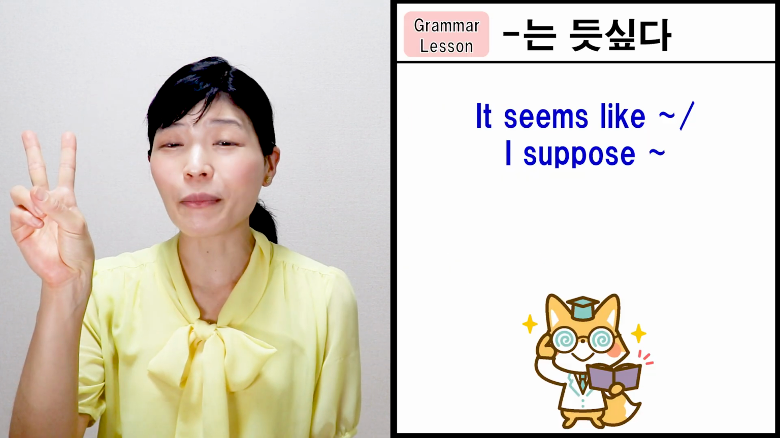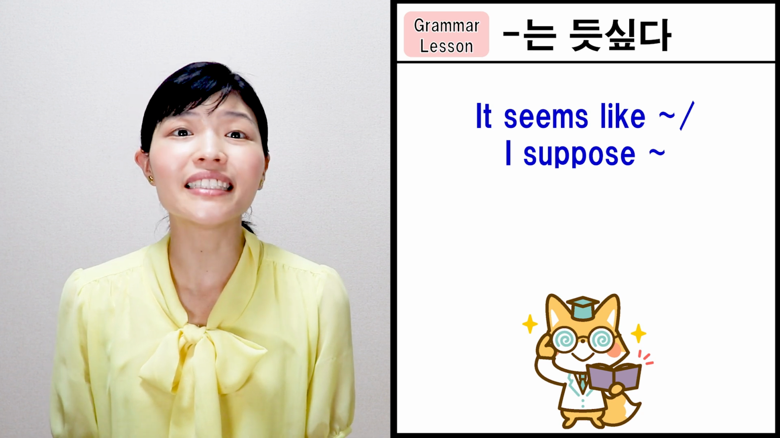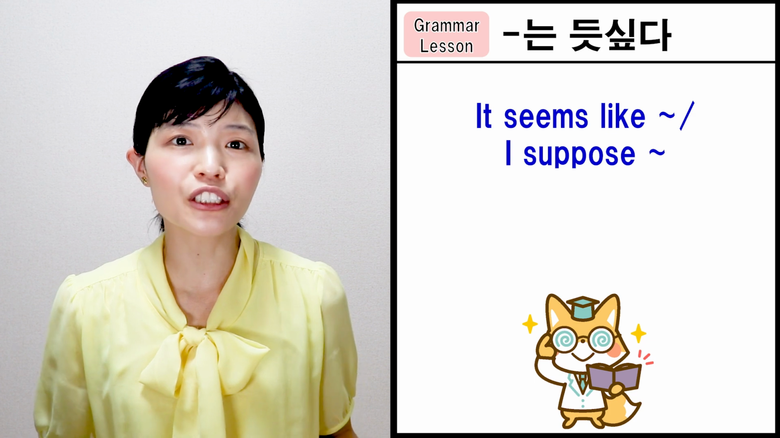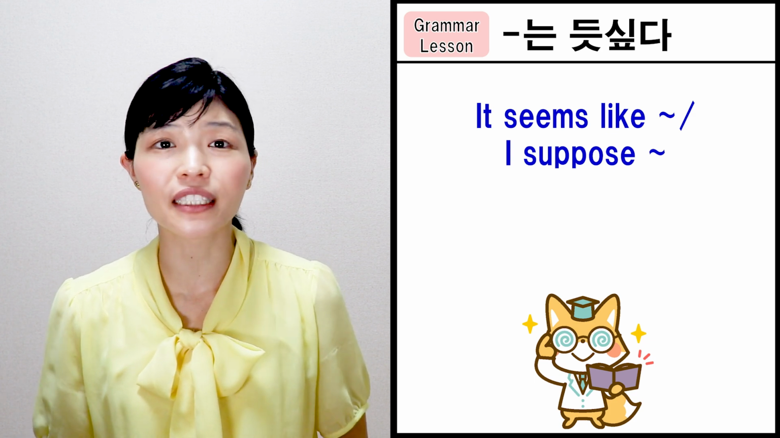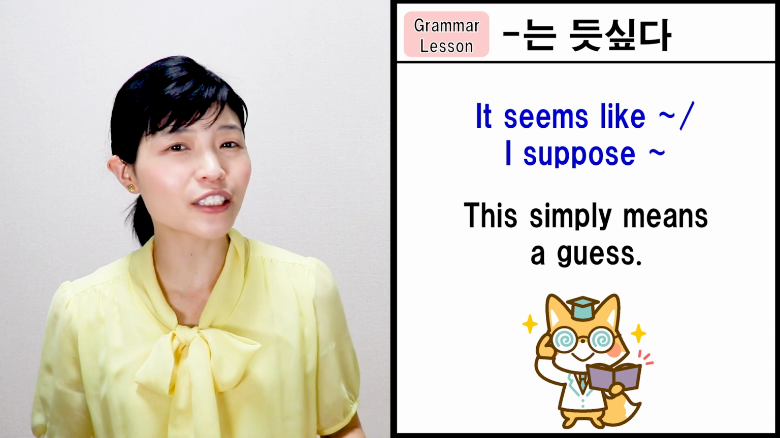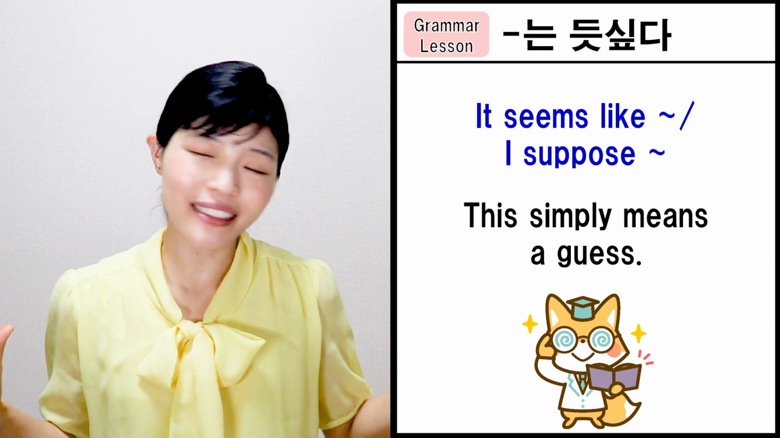The second grammar, 는 듯 싶다, means it seems like, I suppose. This expression is similar to 는가 싶다 that we have just learned. But 는 듯 싶다 does not have the nuance of doubt. This simply means a guess.